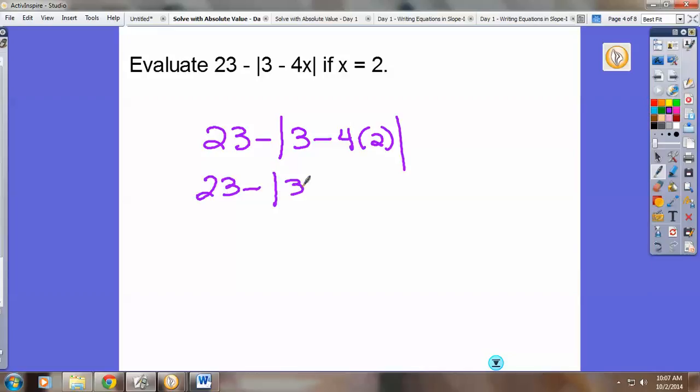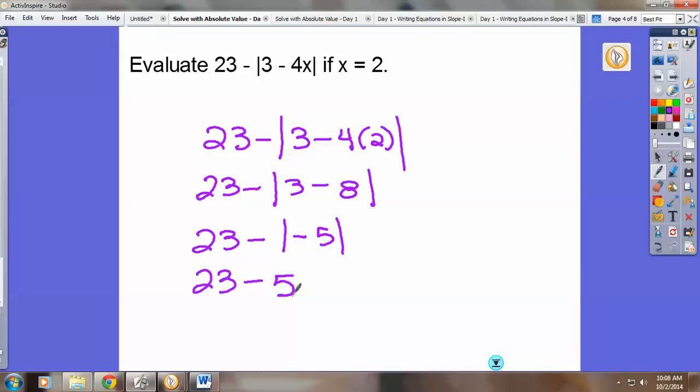They don't have the same qualities as parentheses, but treat them as grouping symbols. In absolute value, I'm going to take negative 4 times 2, which is negative 8. Still inside those grouping symbols, still inside the absolute value bars, take 3 minus 8. Negative 5. I cannot add the opposite right here or change. You have to leave that alone. We need to take the absolute value of negative 5, which is 5. 23 minus 5. And 23 minus 5 is 18.